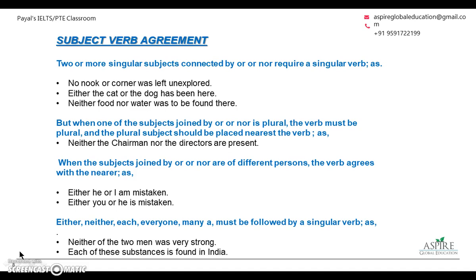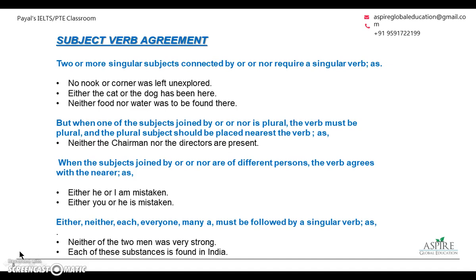Now, when the subjects are joined by two different persons, then the verb agrees with the one which is nearer to it, like "either he or I". So I'm going to take the verb of I. So it will be "am mistaken". And if you change your sentence to "either you or he", then I'm going to take the verb of he, which will be "is mistaken".